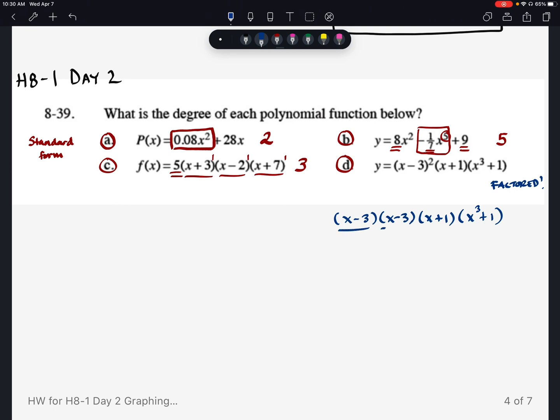When we multiply this times this, we know we're going to get an x squared. And then if we multiply it by this, we know we're going to get an x to the 3rd. And when I multiply an x to the 3rd times an x to the 3rd plus 1, we have to add our exponents. So we're going to get x to the 6th plus x to the 3rd, which means our highest exponent is 6. So the degree on this one has to be 6.